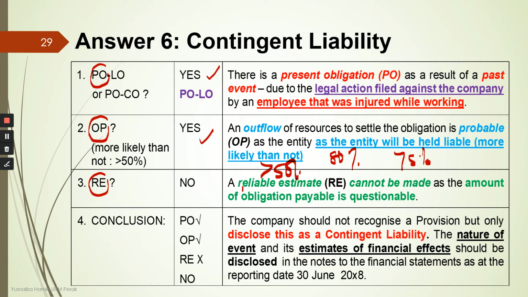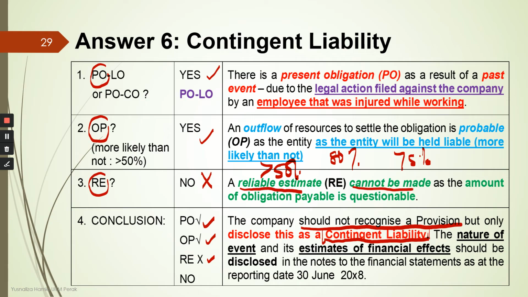You will see that the reliable estimate cannot be made, meaning that the third criterion fails. So because of that, you have done your checklist, right? There is no such thing as a provision. So do not recognize a provision, but disclose this as a contingent liability. Put them in your notes to the account under the heading contingent liability.